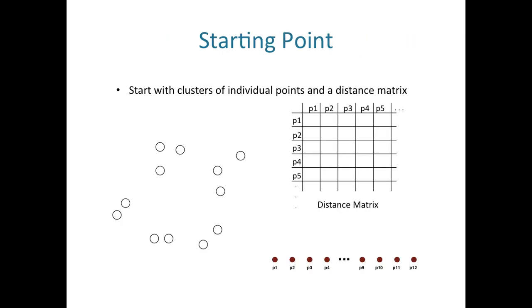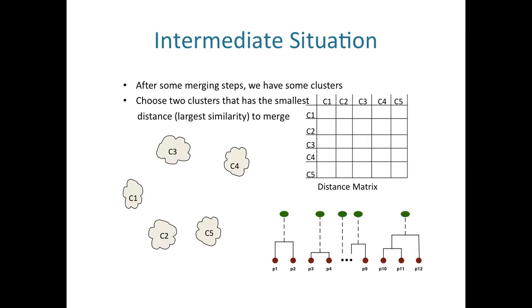As I was saying before, imagine that we have all the data points on the left-hand side, and we define a distance matrix where each cell represents the distance between each individual point in our data set. Again, these points are assumed to be individual clusters. After some merging steps, let's imagine that we know how the merging steps work, we end up with these 5 different clusters.